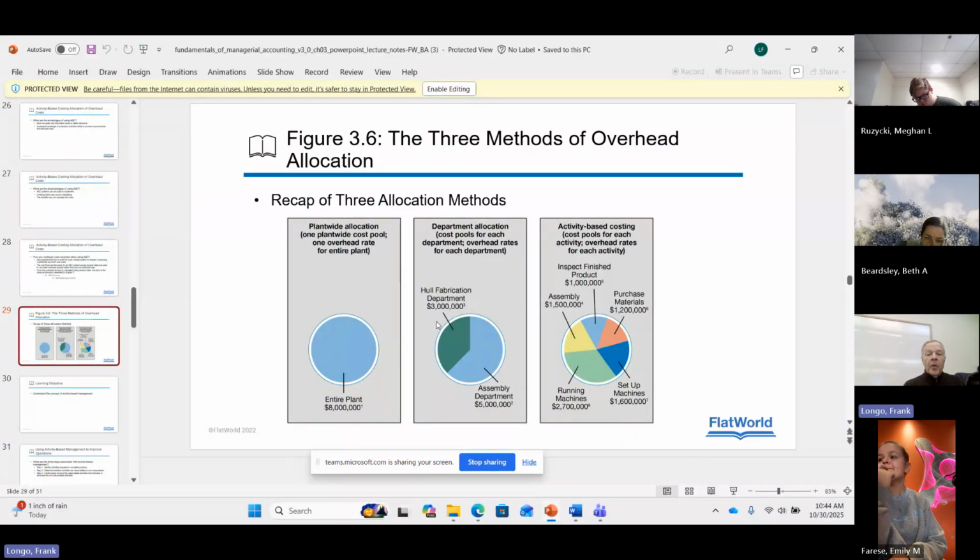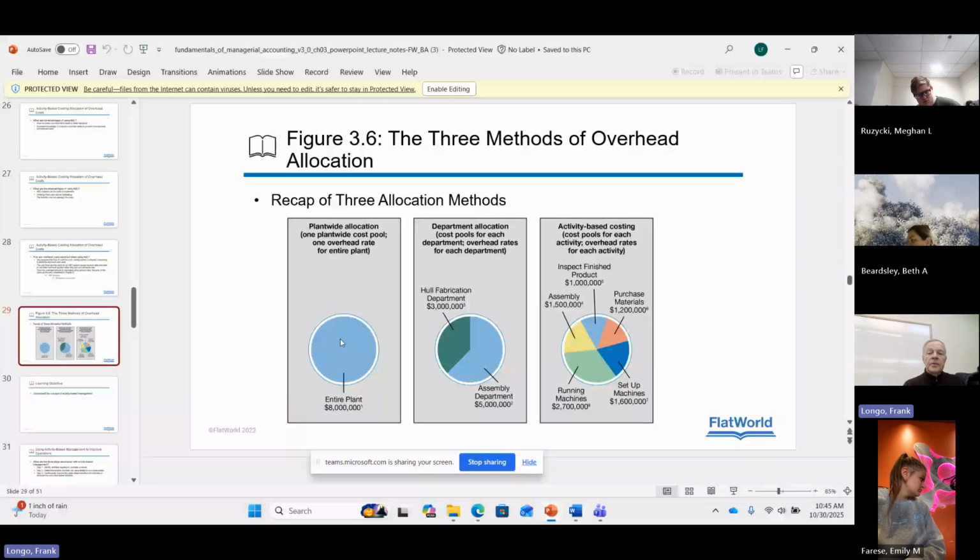But if we do it by department, the total of overhead for the 2 departments is still $8 million. And if you add it up for the activity, the total would still be $8 million. The difference is how we allocate it. The cheapest to allocate, in terms of taking less time, is plant-wide.